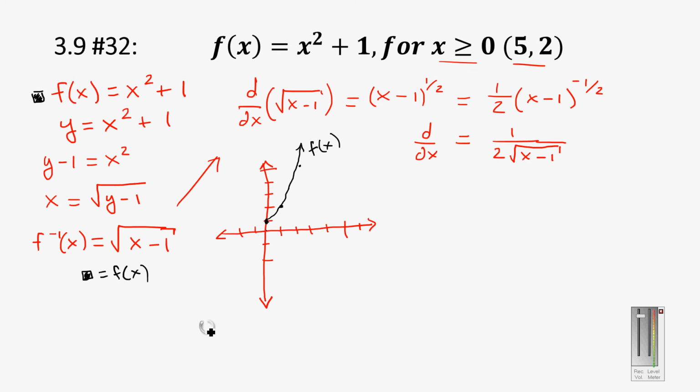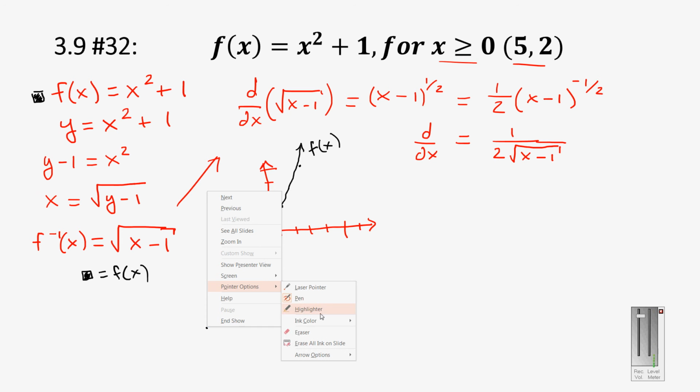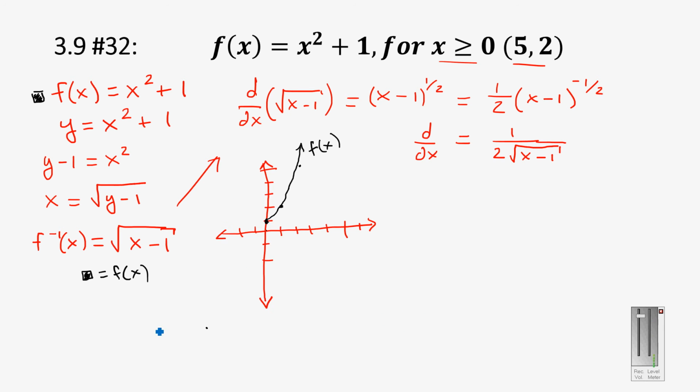And then if we grab the other side of this function, go to pointer options, I'll go to ink color again. I'm going to grab kind of a blue color this time. And this will be our f of minus 1 of x. All right. And f of minus 1 of x, again, was associated with this guy right here. Okay. So at 0, 0 minus 1 is negative 1 squared, negative 1. I really don't have anything there. However, at 1, I'm good. So 1 minus 1 is 0. Square root of 0 is 0. So that guy's right there.